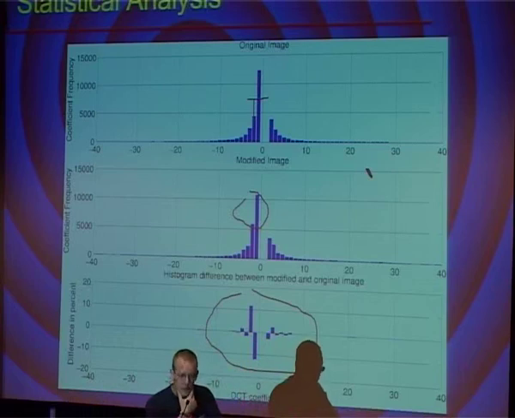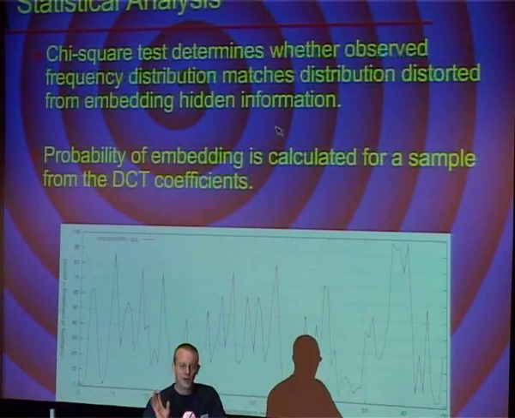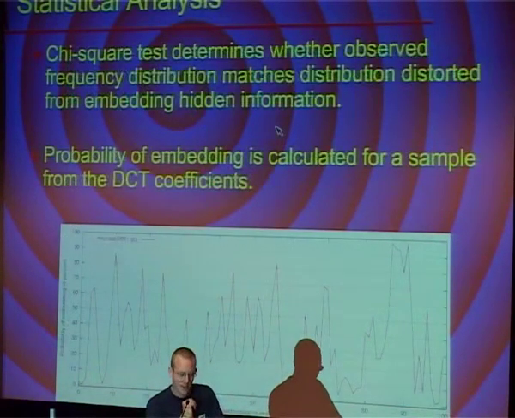So, and this is something that we can test for. We can define a statistical test that will tell us if an image has a histogram distribution where adjacent coefficients have similar frequencies. And one test to do that is the chi-square test. This allows us to compare the two distributions with another, and then we can derive the probability that these two distributions match.